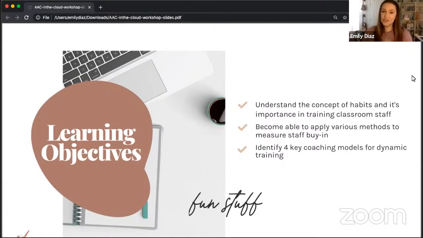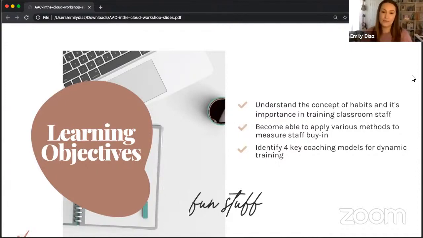At the end of this presentation, you should understand the concept of habits and its importance in training our classroom staff. You should become able to apply various methods to measure staff buy-in. So remember, we're going to talk a lot about coaching and habits, and then how that ties into staff buy-in. We also need ways to measure that staff buy-in because it's incredibly important for us to be able to recognize if what we're doing is working or not. Because when it's not working, we need to change what we're doing. And if we can't measure that, we don't know if we as SLPs need to change.